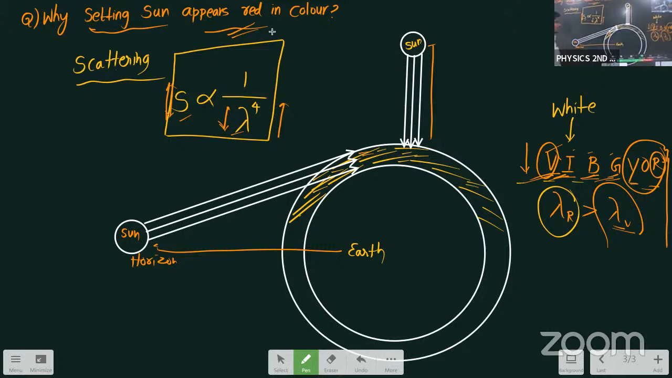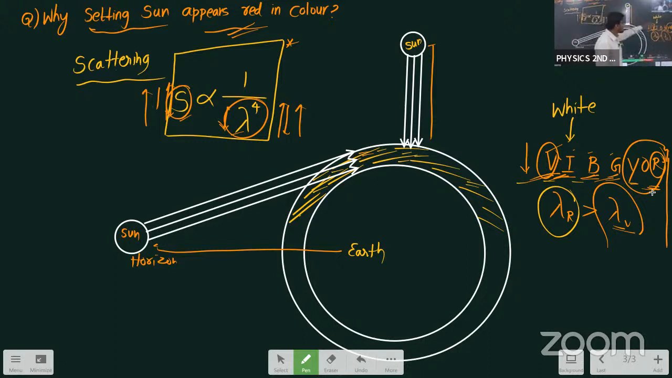So this is another basic question which you might have studied in your lower classes, but do remember this formula. What is that formula? The relation between scattering and wavelength. Scattering is inversely proportional to the 4th power of the wavelength. The color whose wavelength is more, its scattering will be less, and the color whose wavelength is less, its scattering will be more. Which color has more wavelength? Red color has more wavelength, so its scattering will be very less. That is the reason we are able to see the red color.